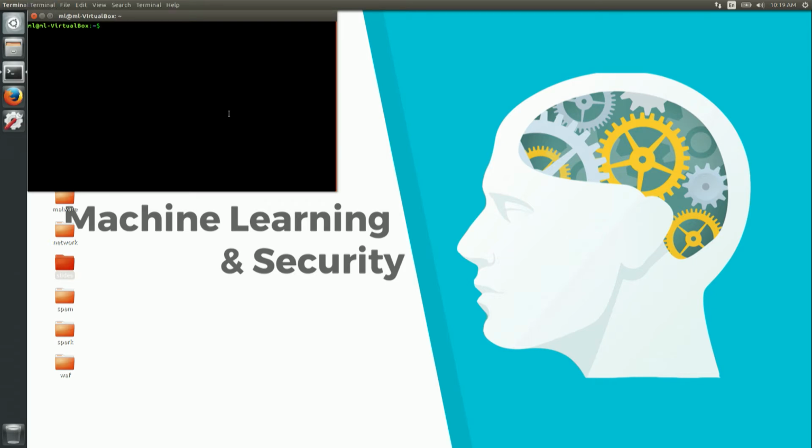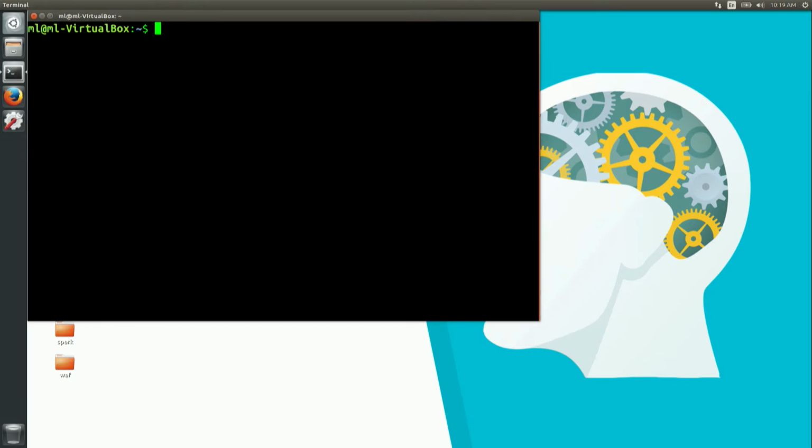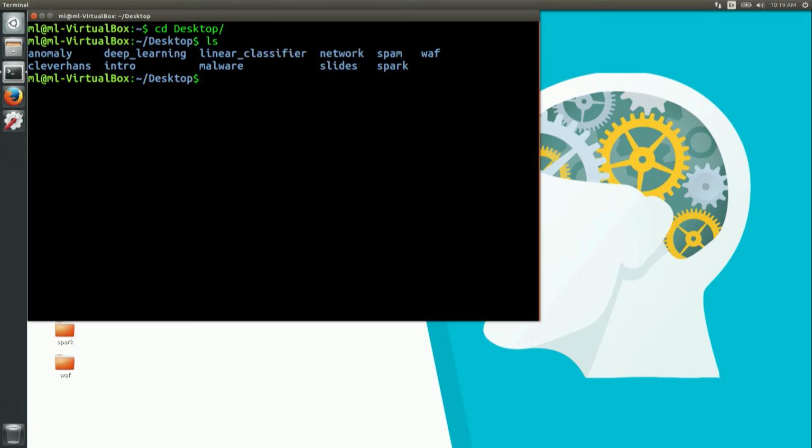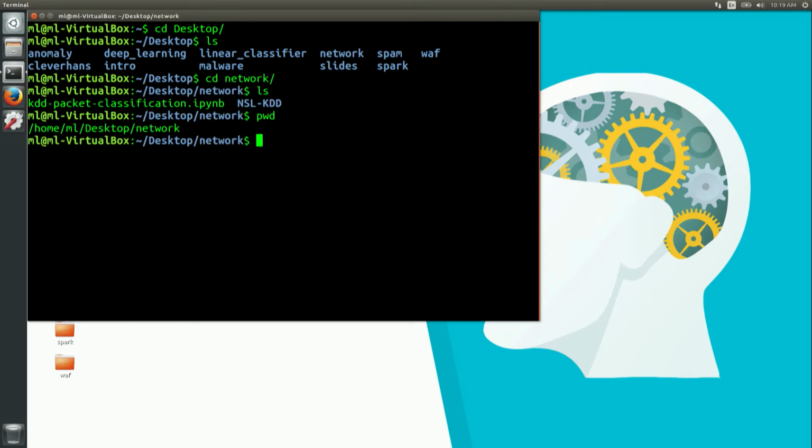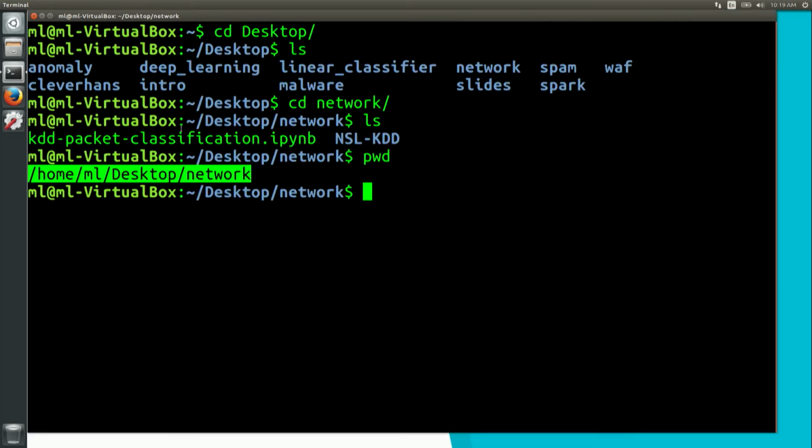So again, go back to desktop, and then we'll go into network. So we're in home ML desktop network. And again, over here, we'll open IPython notebook.